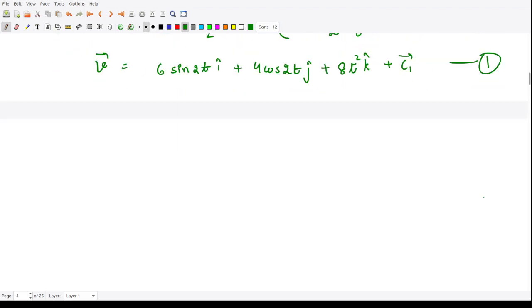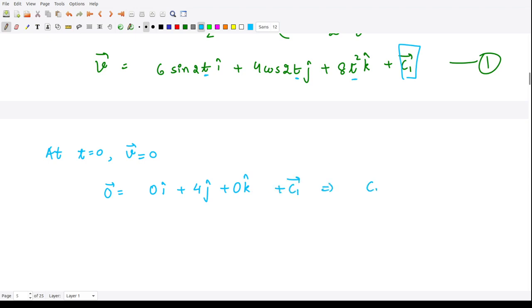Now we are also given the initial conditions. We are given at time t is equal to 0, your velocity vector is 0. So from here we can evaluate the value of this constant vector c1. So we have 0 vector here. This is equal to, when you substitute t as 0 here, 0 I cap, and here it would be plus 4 into 1 into j cap, so plus 4j, and when you substitute 0 here, it would be 0 k cap plus the vector c1. So that means the vector c1 is equal to minus 4 j cap.